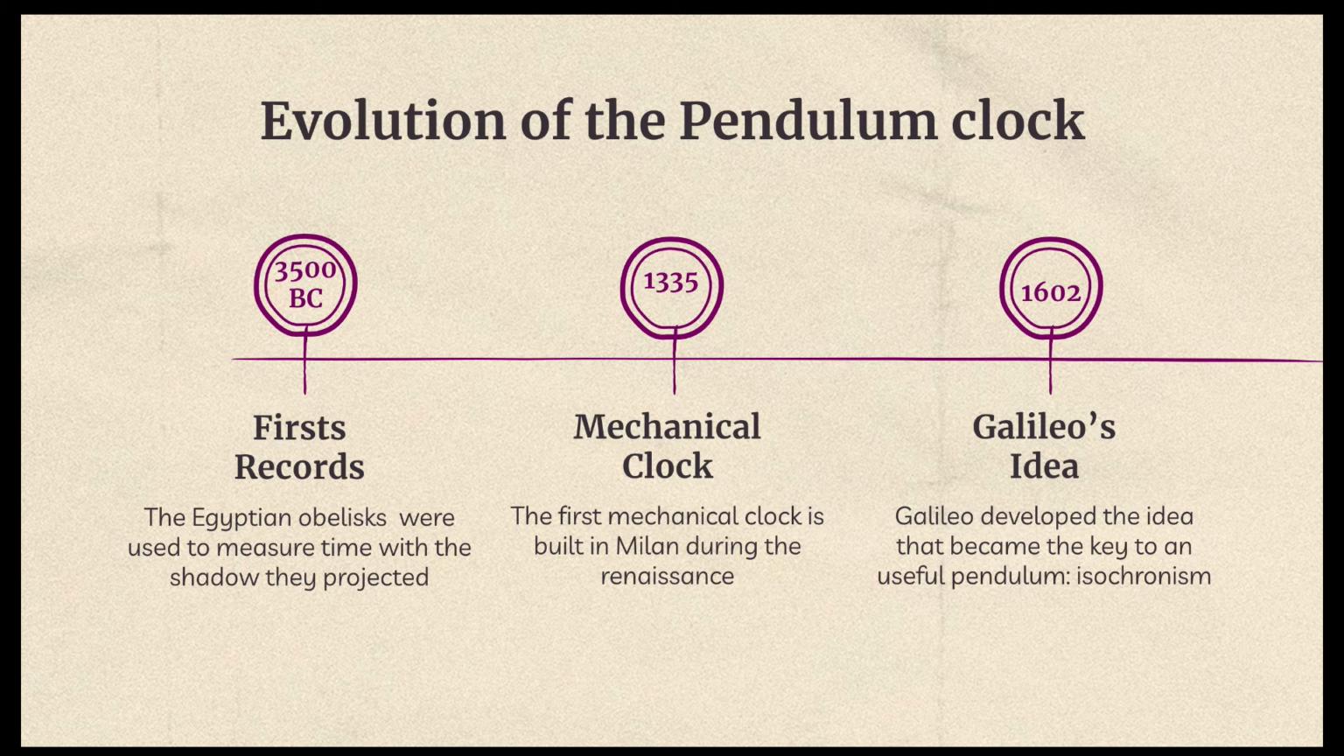In 1583, by observing the swinging motion of a chandelier in Pisa Cathedral, Galileo discovered that the times taken for a chandelier to swing back and forth are the same. And in 1602, he developed the idea that becomes the key to a useful pendulum, which is called isochronism.